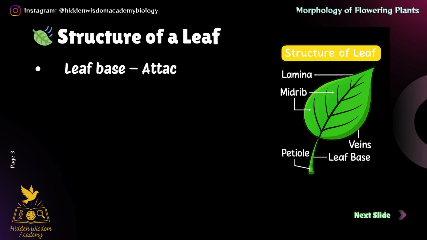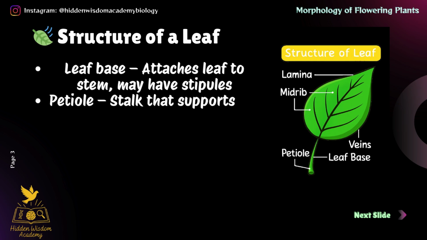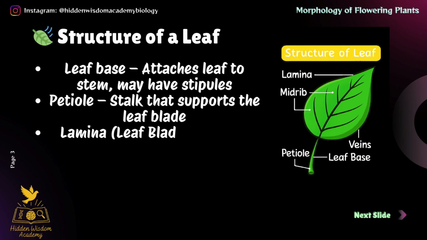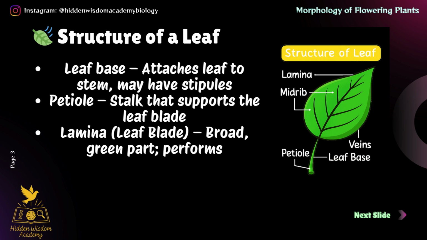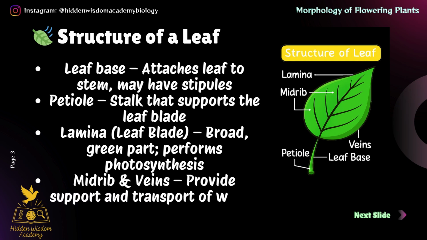Let's talk about the structure of leaf. A typical leaf has 3 main parts. The leaf base attaches the leaf to the stem and may have small leaf-like parts called stipules. The petiole is the stalk that connects the blade to the stem and holds it upright for sunlight. The lamina or leaf blade is the broad, flat green part that does photosynthesis. The midrib, veins, and veinlets run through the lamina, giving support and helping in the transport of water, minerals, and food.